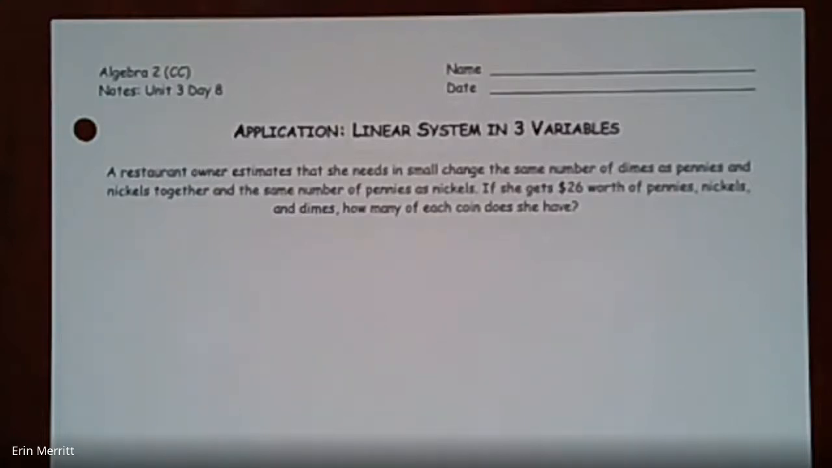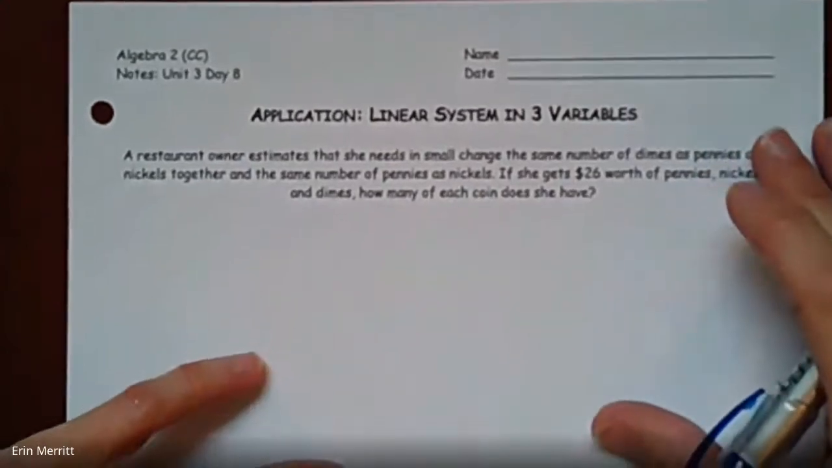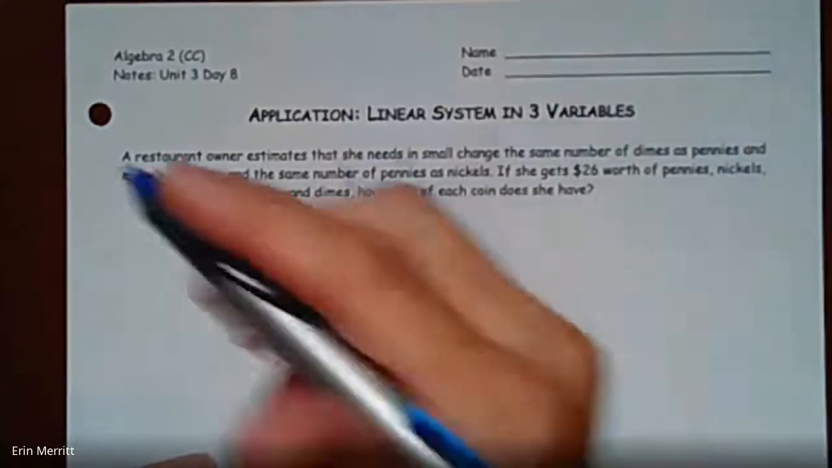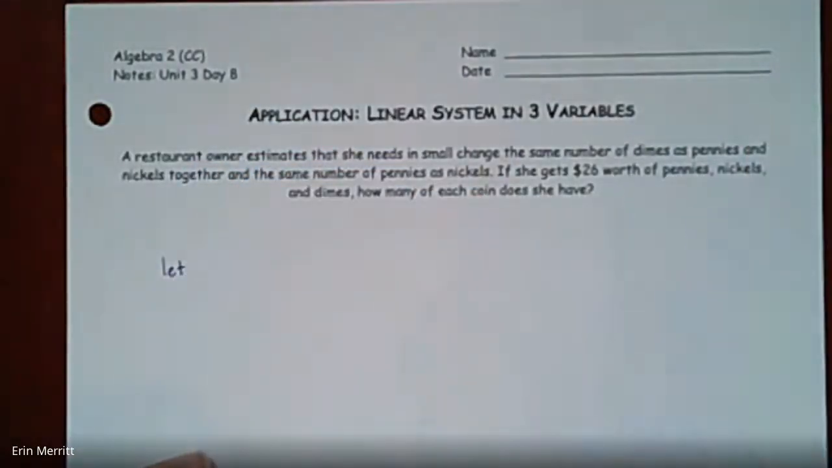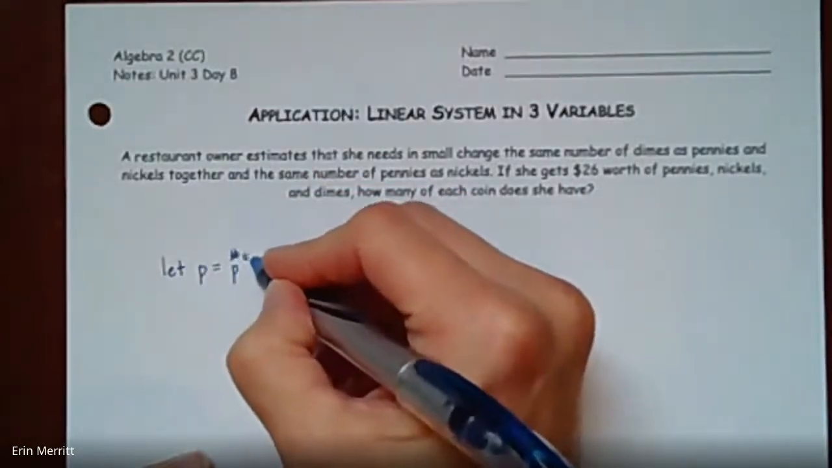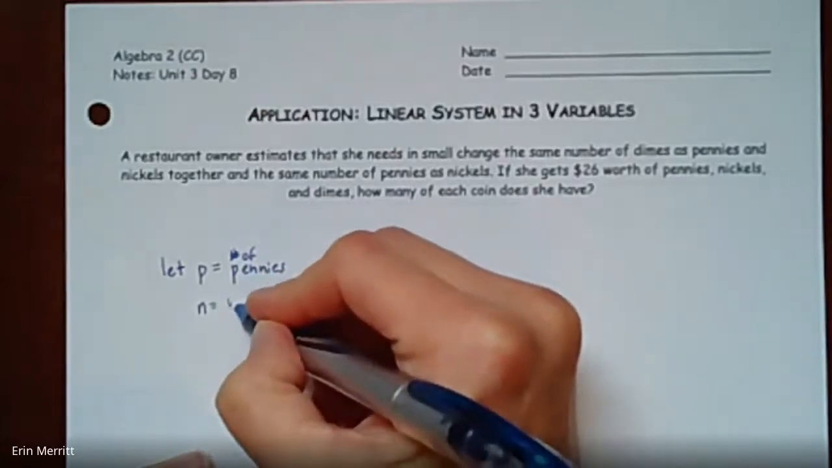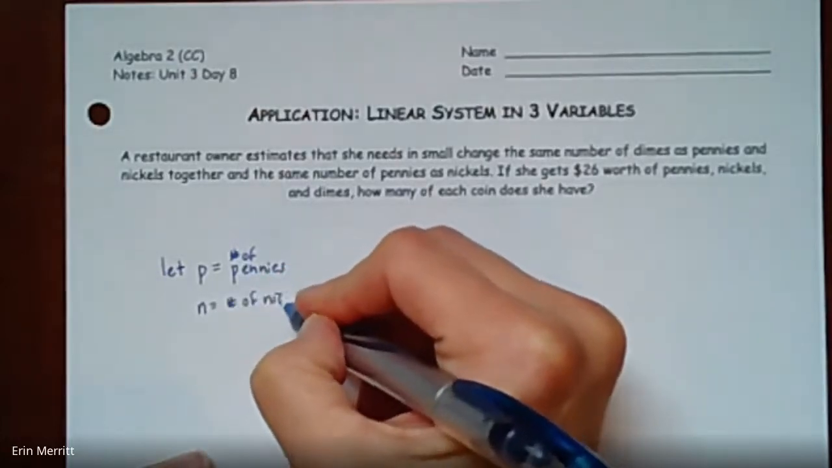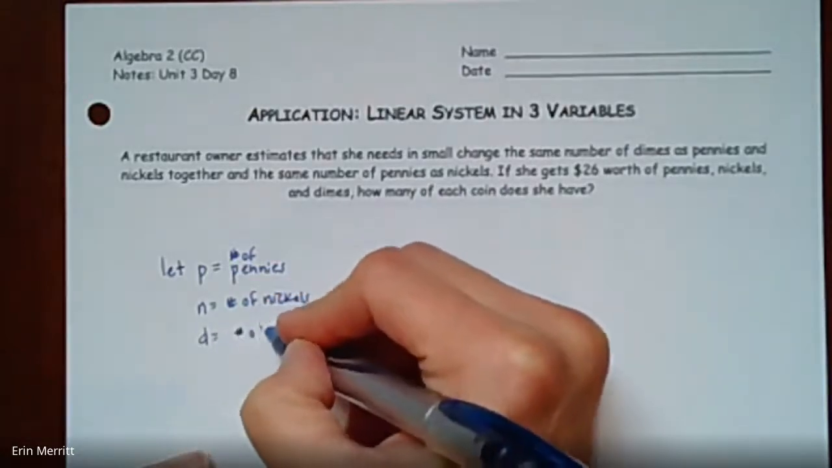All right, so a couple of things. We have to set up what our variables are. Now, you can always default to X, Y, and Z. Otherwise, sometimes it's nicer to use different variables so that it's easy to remember which is which. So like we could use P to represent the number of pennies, and then N to represent the number of nickels, and D to represent the number of dimes.